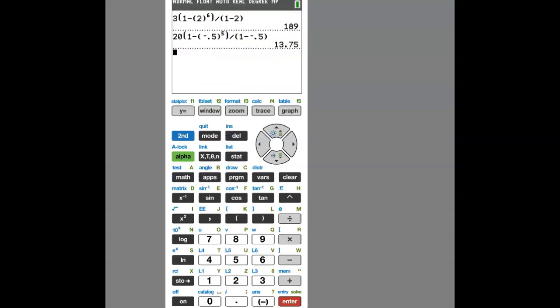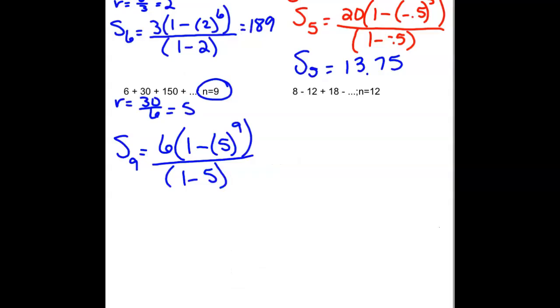All right, so let's type that in. We need, first term is 6, parentheses, 1 minus our r value, which was 5. We had 9 terms, and then we're dividing again by 1 minus r. And we have a total of 2,929,686.